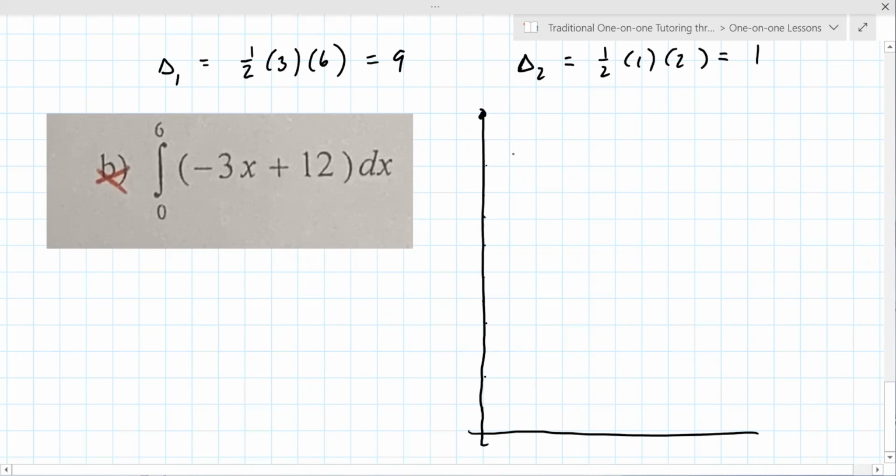Then the slope is -3, so it looks like this. Down 3, right 1, down 3, right 1, down 3, right 1. Now the problem is it actually crosses right there, so it keeps going.